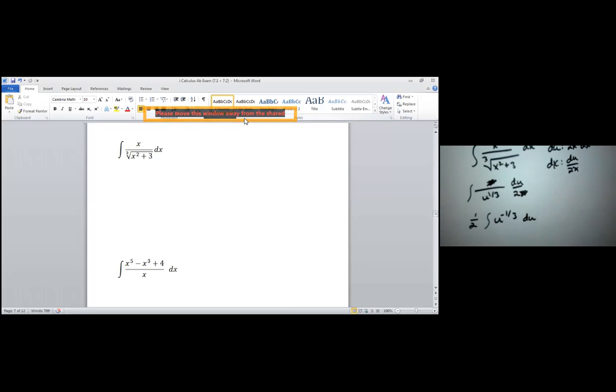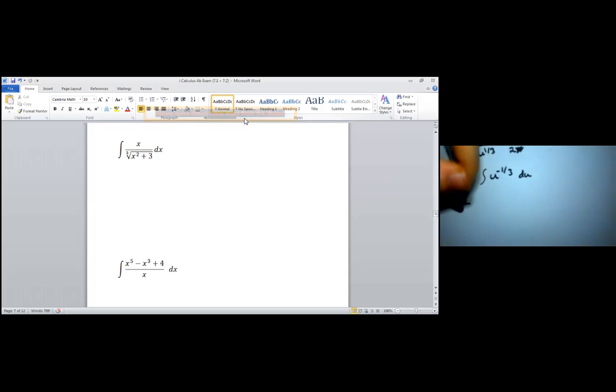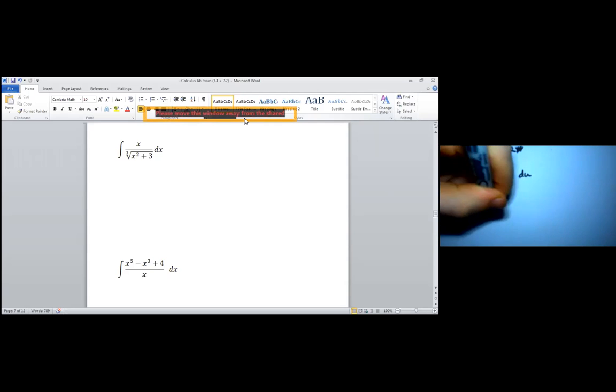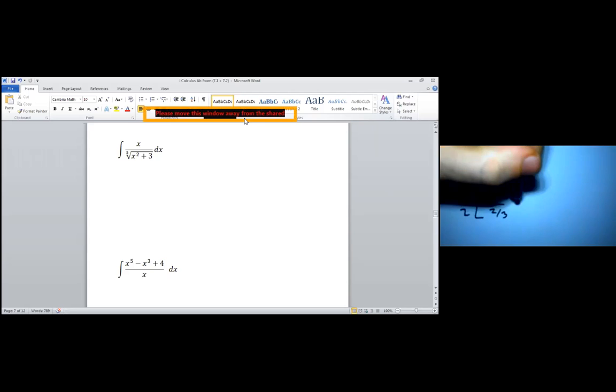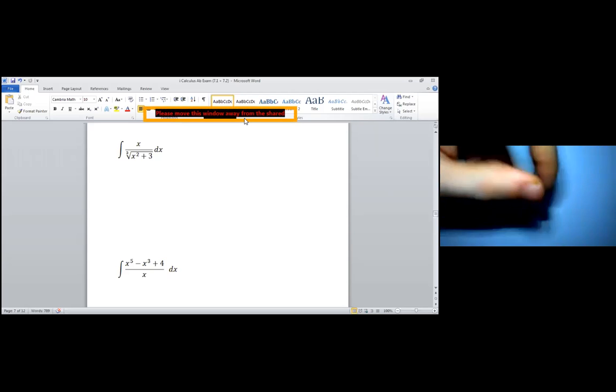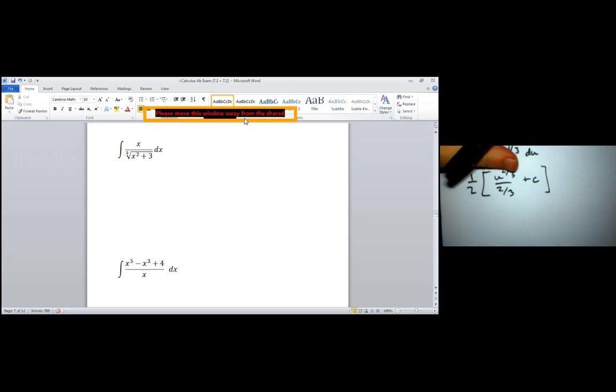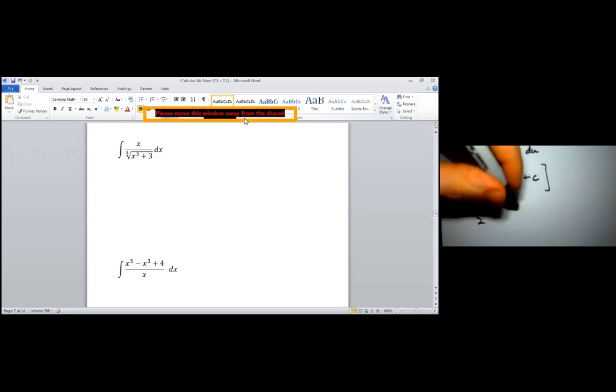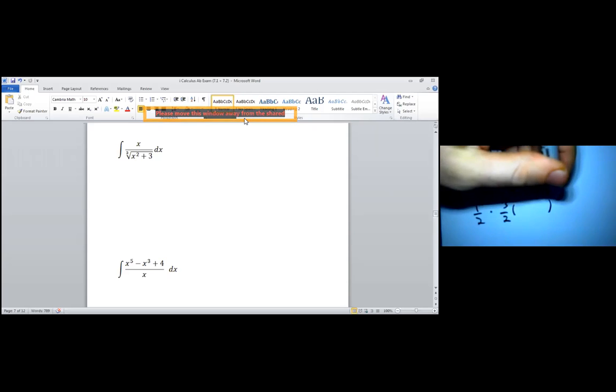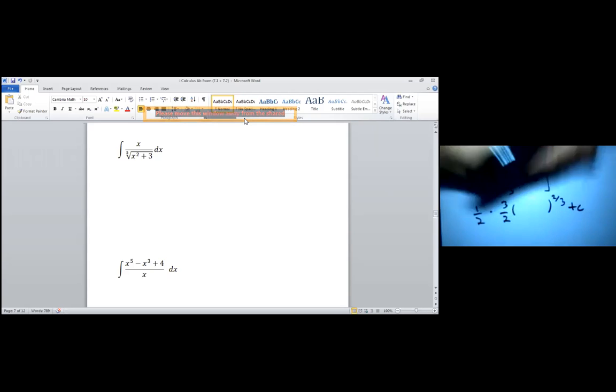Okay. So from there, we can integrate this, and that would be 1/2 times u to the, if we add 1 to the power, that would be 2/3 divided by 2/3 plus c. So this is now 1/2 times, when you divide by your fraction, you want to flip it up. So it's 3/2 u to the 2/3 plus c.